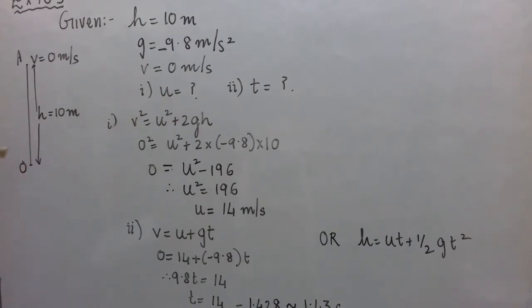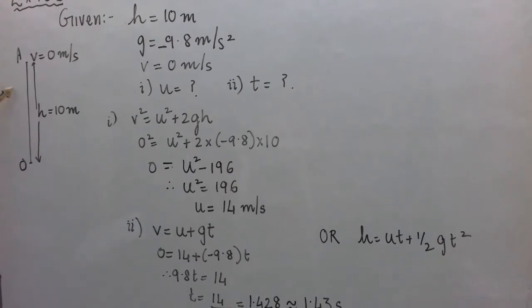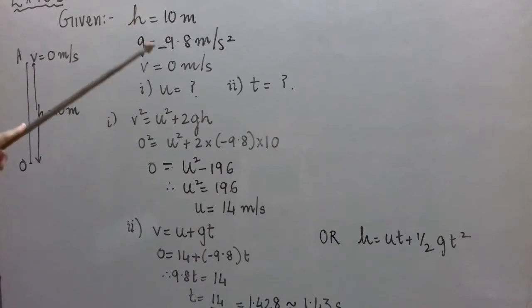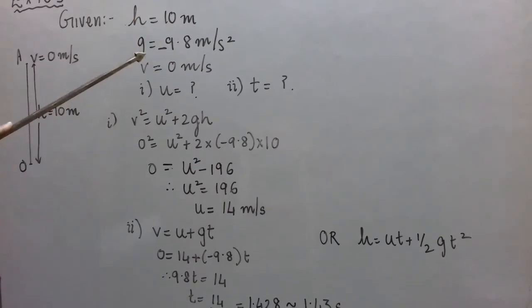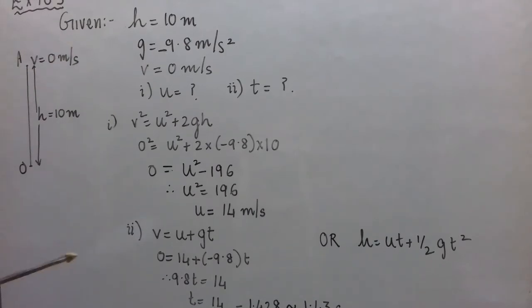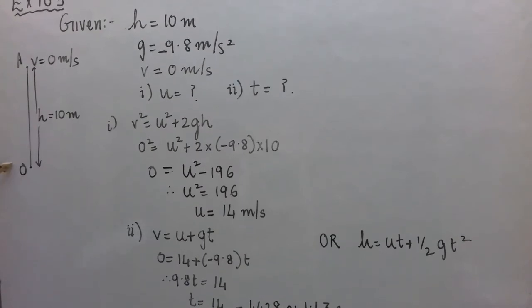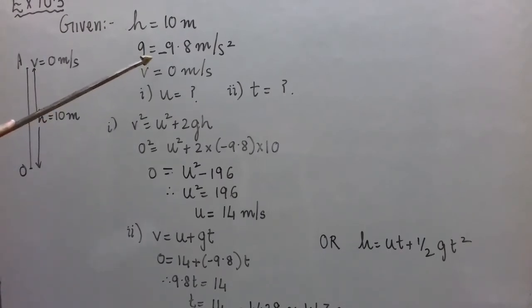We know that when we consider the motion from O to A for a body thrown in the vertically upward direction, we have to take small g as minus 9.8 meter per second square. If you don't put this negative sign, the entire sum will go wrong. Because when the body is thrown vertically upward, it is a case of uniformly accelerated motion but with negative acceleration. It is uniform retardation. So g should be taken as negative.